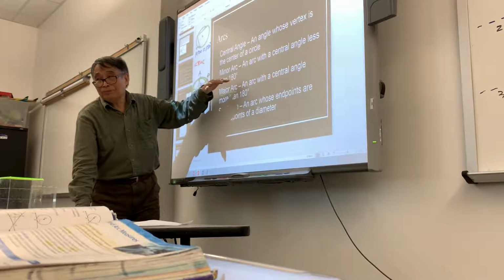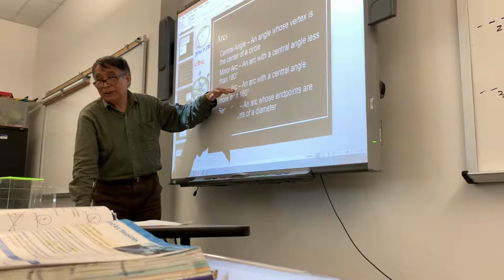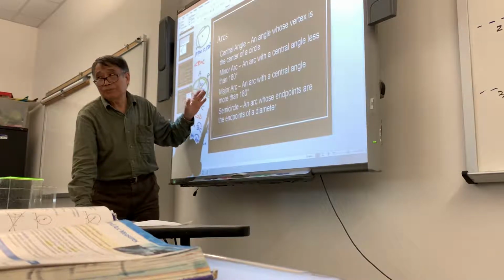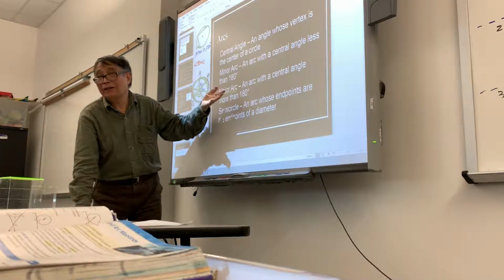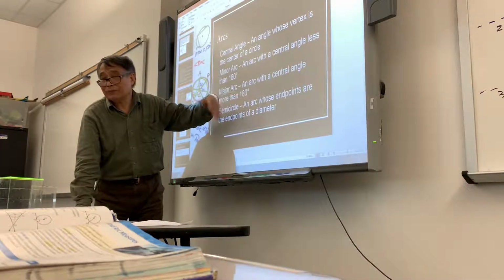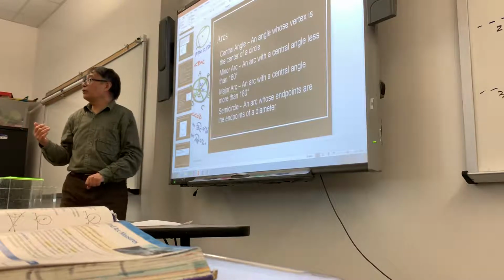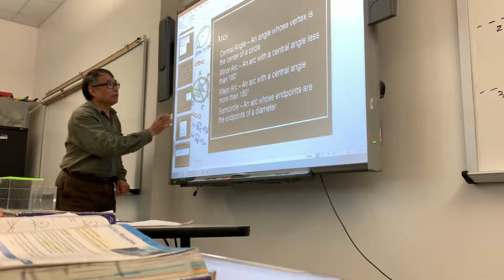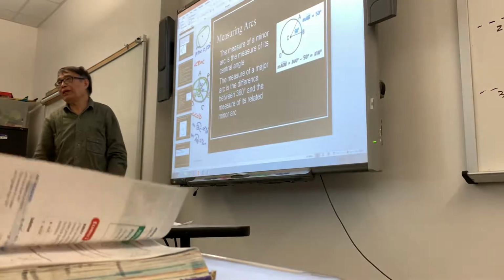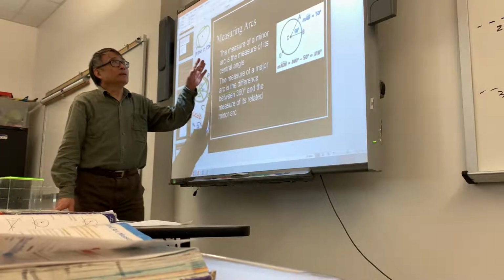If the angle is less than 180, less than 1 diameter, that one should be what? Minor arc. More than 180 is major arc. Exact 180 should be semicircle. So this part is so easy to work. Quiz must be there. Don't make a mistake.